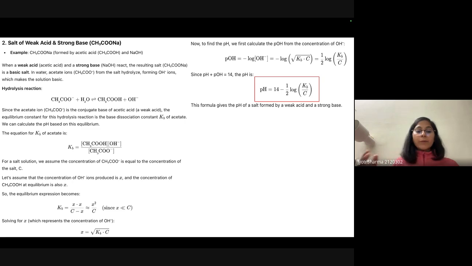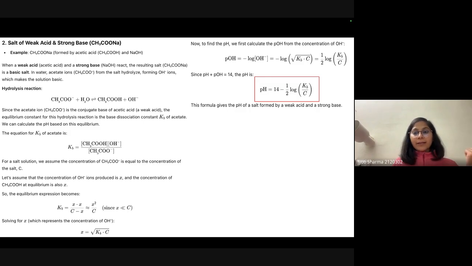So this is how Kb is equal to x square upon C. And here x is equal to the under root of Kb and c. And if we are doing the logarithm of this pOH, then this is how we can calculate this pH value. The pH formula that I gave you here was like log Kb upon c.